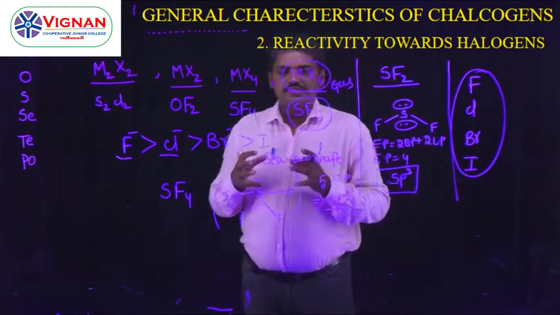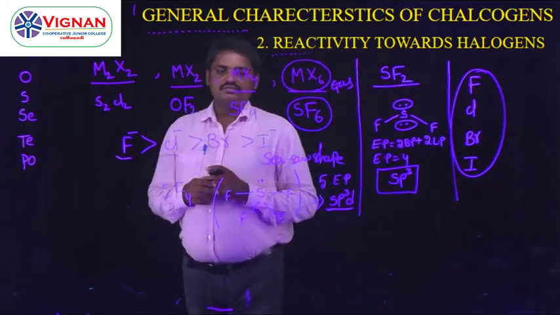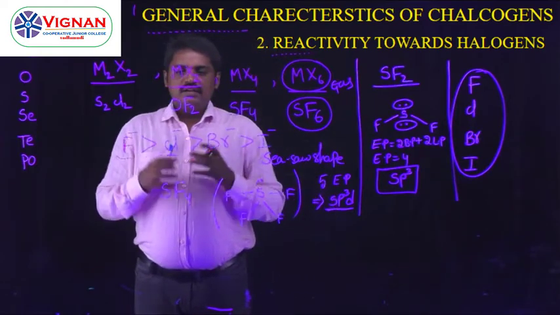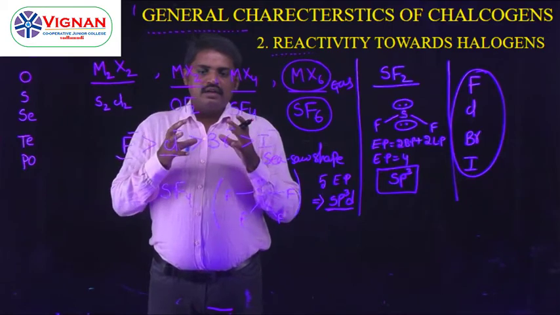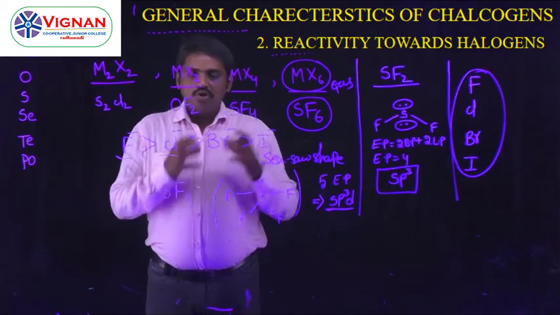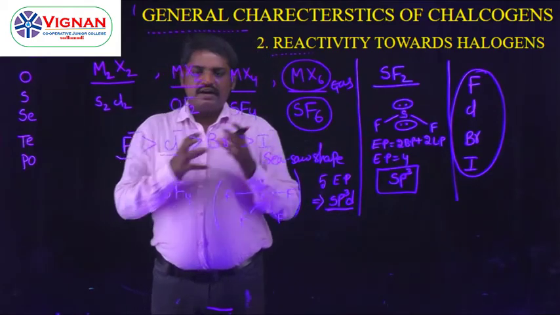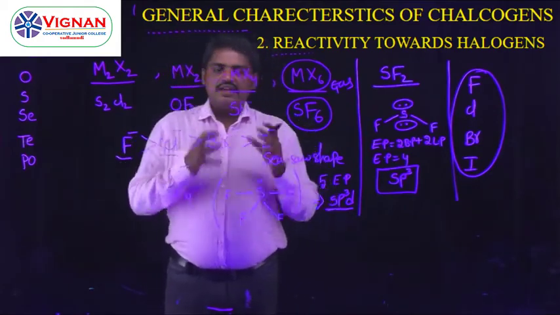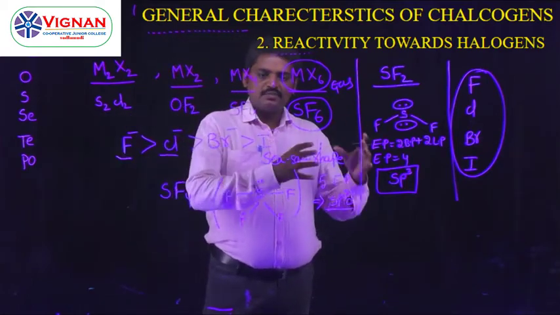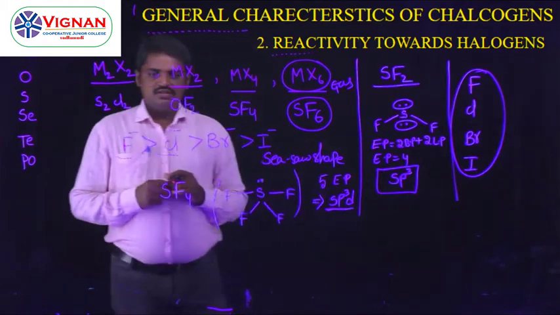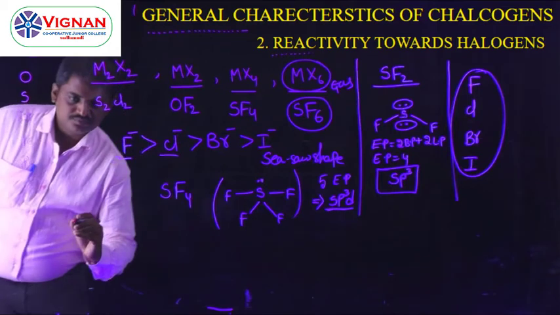Disproportionation reaction means a single step reaction in which similar elements exhibit both processes, oxidation and reduction. That type of reaction is known as a disproportionation reaction. One example is taken first.